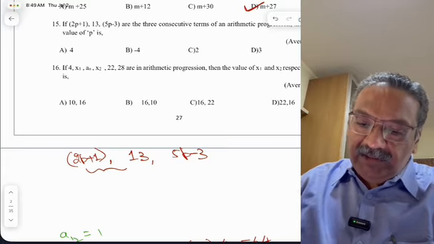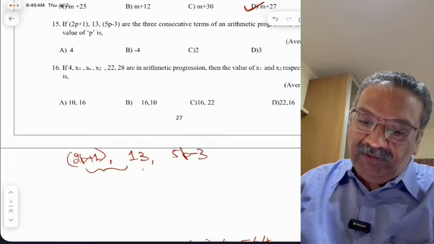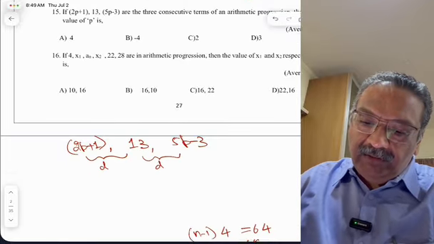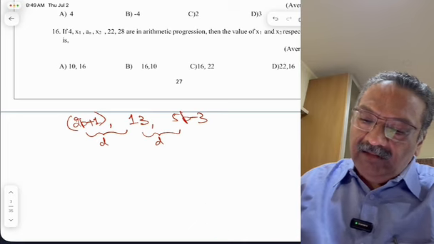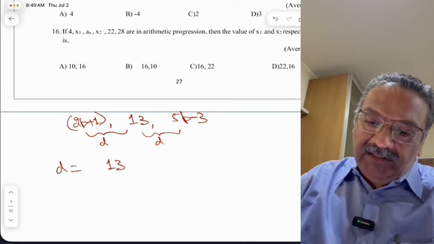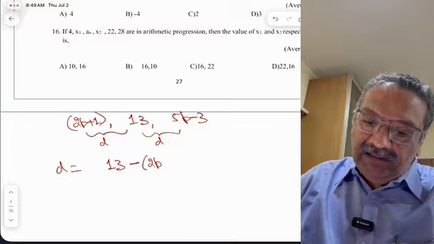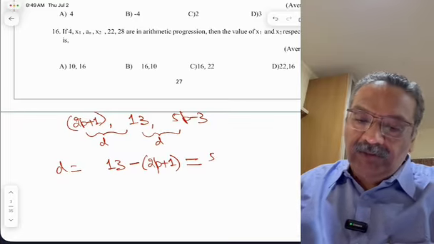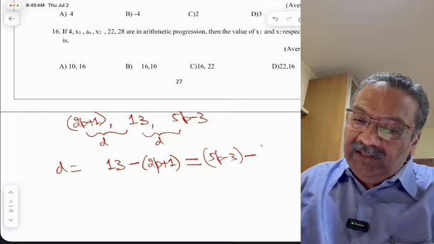So three consecutive terms and the common difference, the difference between these two, will be equal to D. That is, we have here D is equal to 13 minus (2p plus 1), or that is also equal to 5p minus 3 minus 13.